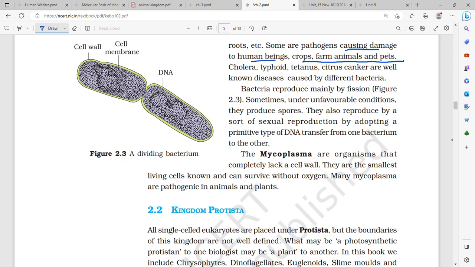Then crops also they'll cause harm. Then farm animals and pets. Cholera, typhoid, tetanus, citrus canker are well-known diseases caused by different bacteria.